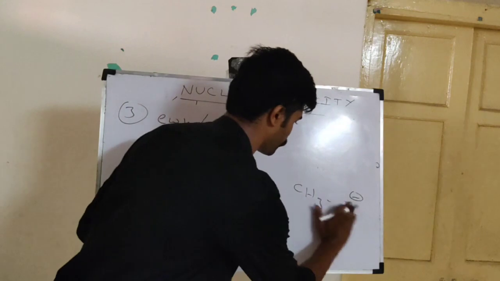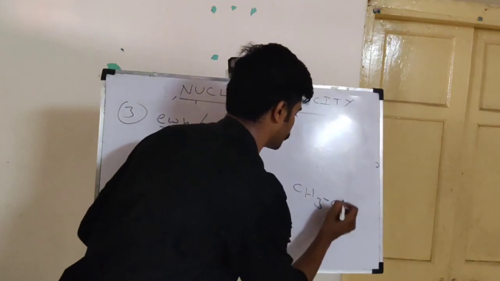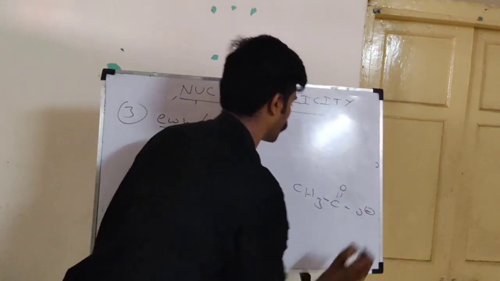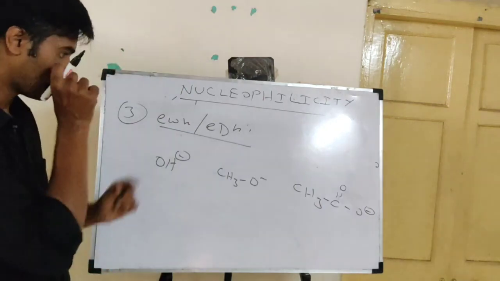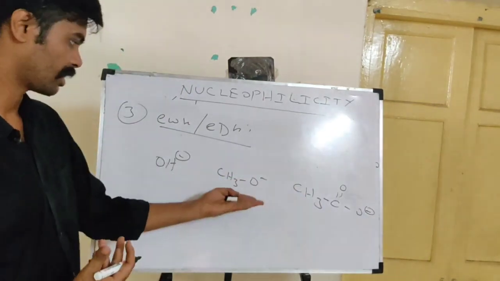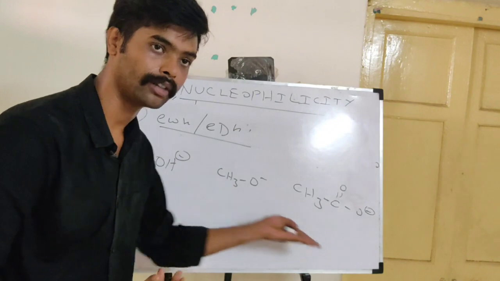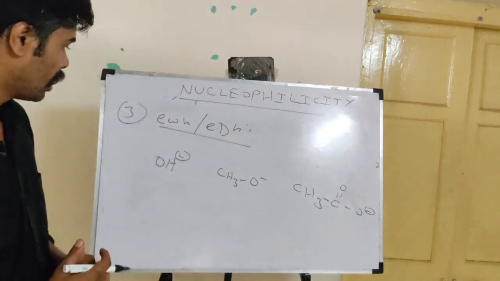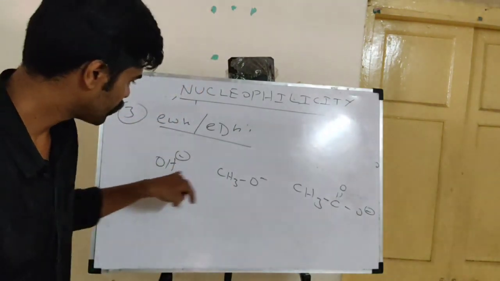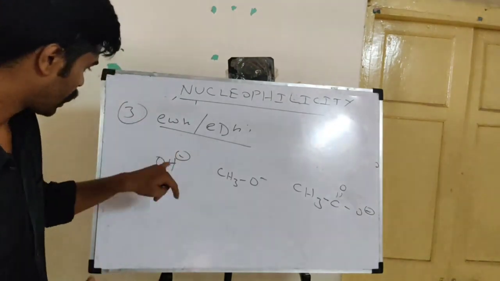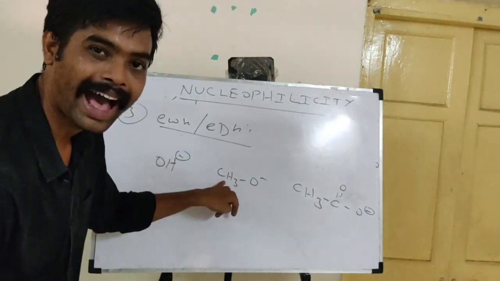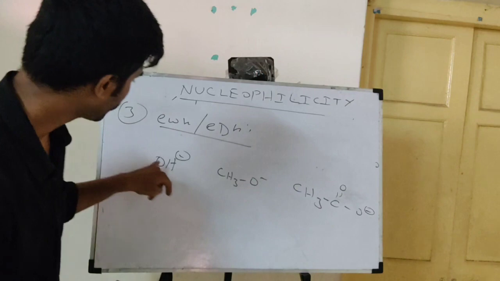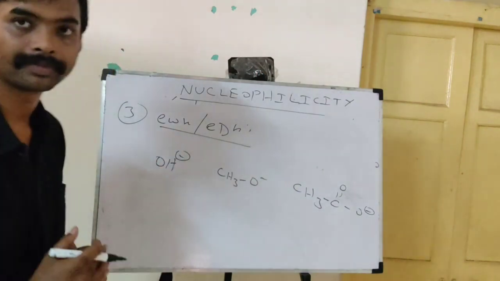Or let me write it properly. Okay, this is a better way. Right, now again I have to arrange them in the order of nucleophilicities. Okay, now we'll compare these two, right? Now along with oxygen I have an alkyl group, right? And here along with oxygen I have a hydrogen, right?